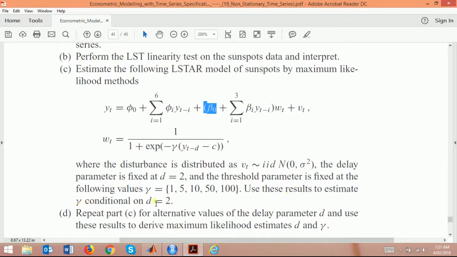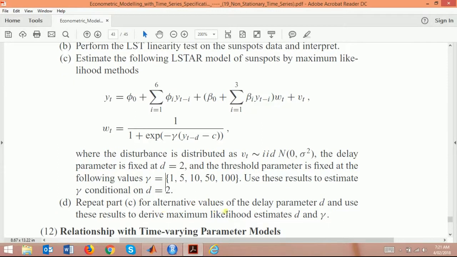Estimate gamma conditional on 2. d2 is given. If gamma is conditional on 2, then gamma multiplied by d gives you 10, and you have 11 parameters here. That makes sense, because we repeat for alternative values of the delay parameter d and use this result to derive the MLE for d and gamma. Yes, 9, 10, 11, so you have 11 parameters, multiplying them by 0.1.